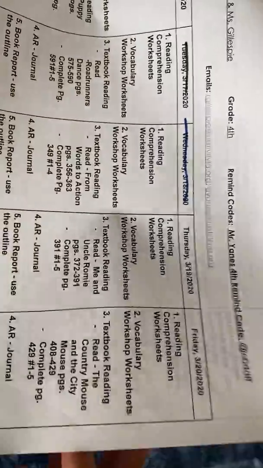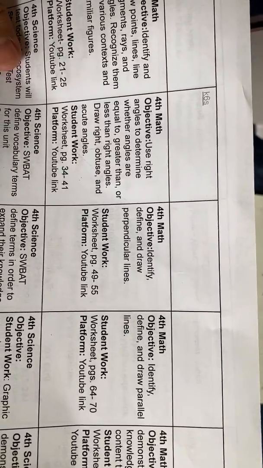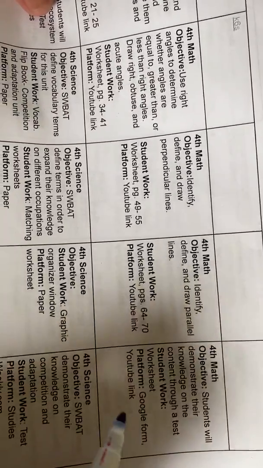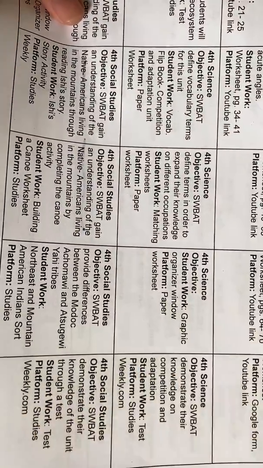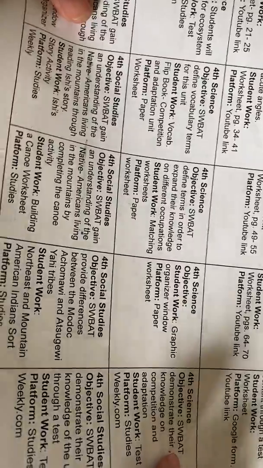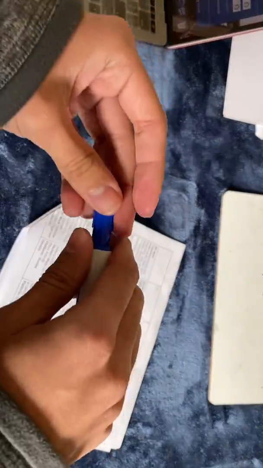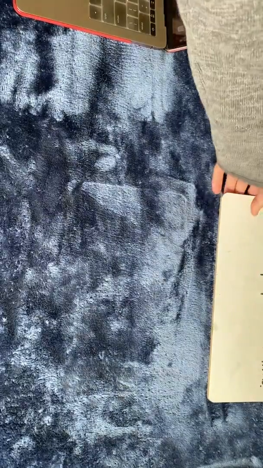Now let's look at our schedule. This is 4th grade. We finished off Wednesday, so let's cross that out. We're now on Thursday, March 19th. We go to math, and today we're going to be identifying, defining, and drawing parallel lines. Then for science, we're going to do another graphic organizer, social studies is a worksheet, and your religion is in your textbook. Let's get started with our math.